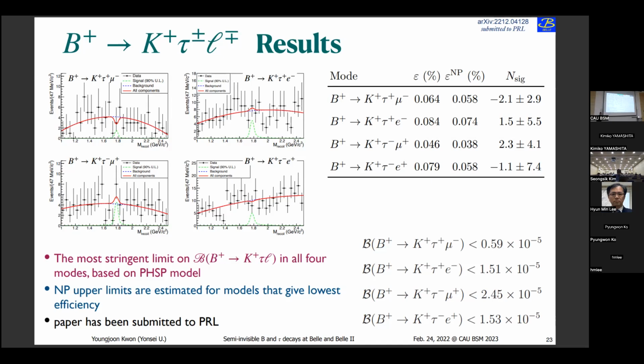Of course, phase space cannot be true. So if it is not the standard model, then we should consider some new physics motivated model. In our case, we also set upper limits based on new physics models. And in general, new physics models tend to have lower efficiency. Basically, we selected the most conservative way. Over the various parameter space for the new physics models, we select a point where the efficiency is almost the lowest. That's this point. Okay, so it's not that much different. Anyway, new physics upper limits are also estimated for models that gave the lowest efficiency, and the paper has been submitted to PRL, and the first referee comment was received just a few days ago. This is very optimistic, okay?